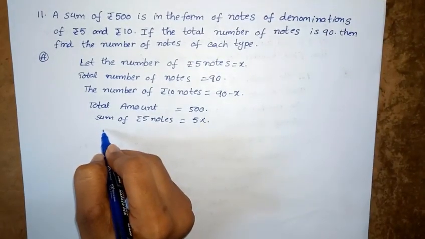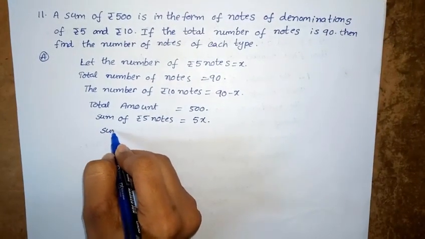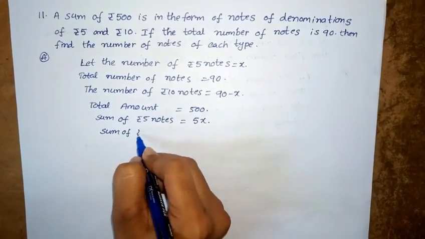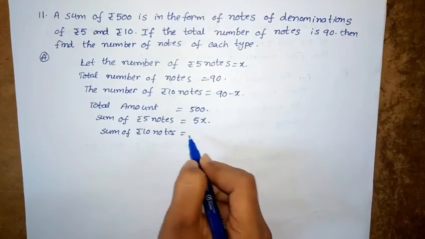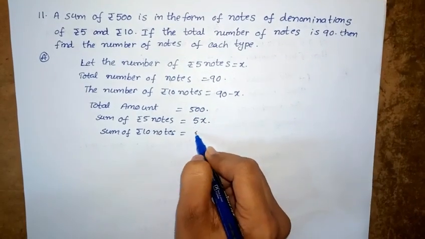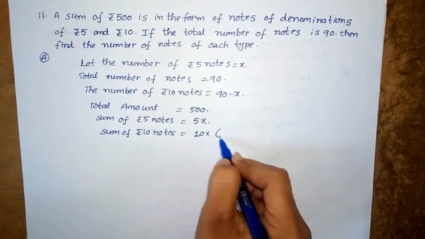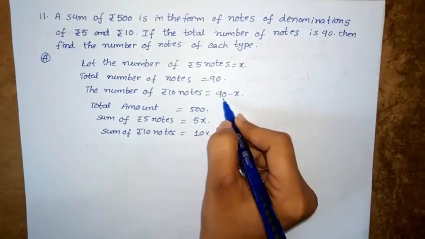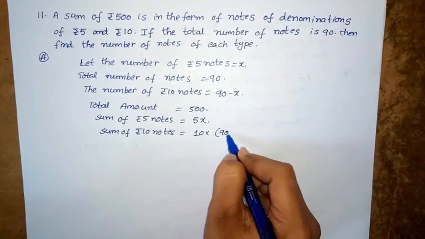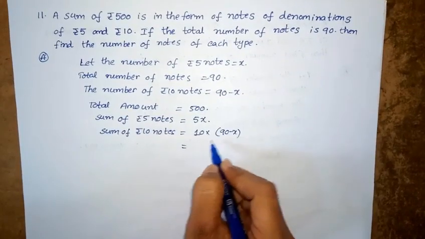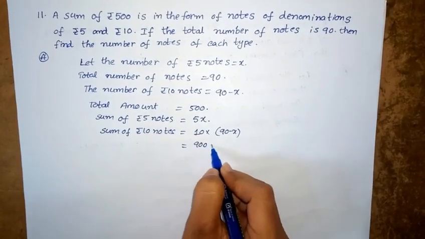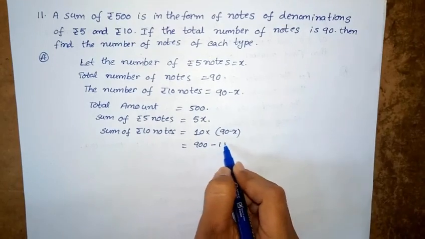Next, the sum of 10 rupee notes. Sum of 10 rupee notes is equal to 10 into the number of 10 rupee notes, which is 90 minus x. Simplify this: 10 into 90 becomes 900, minus 10 into x becomes 10x.